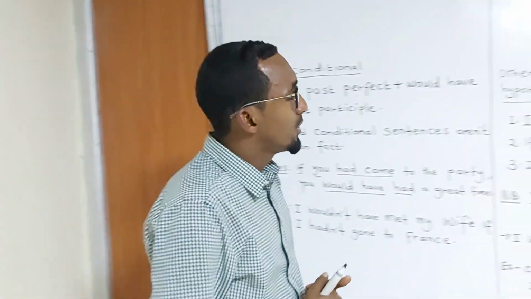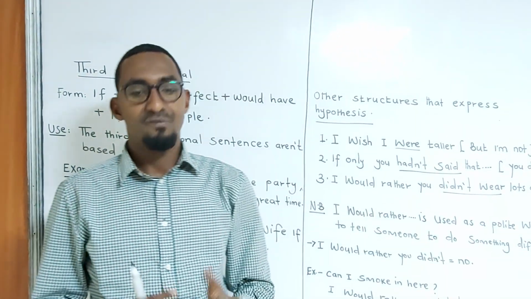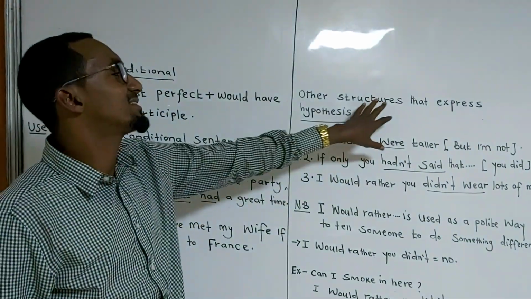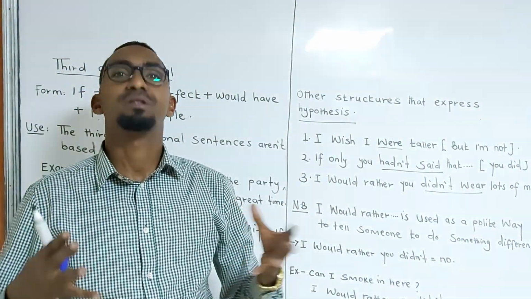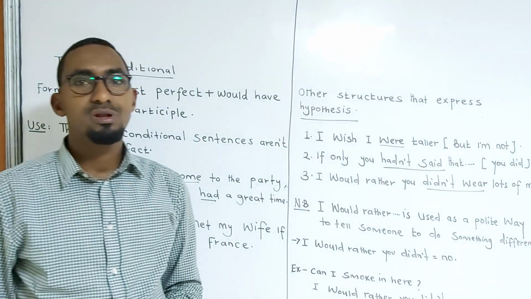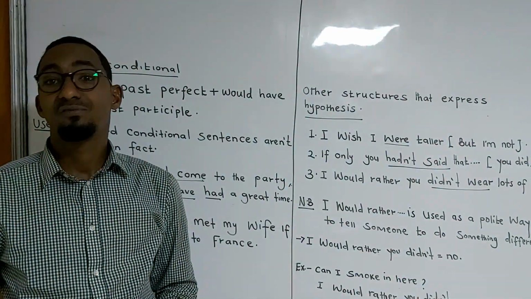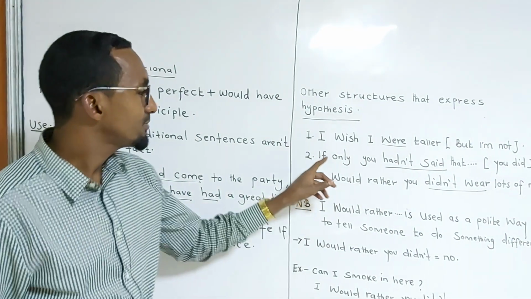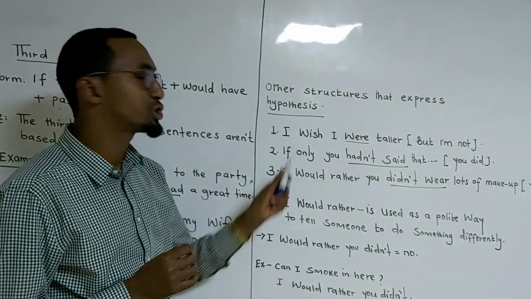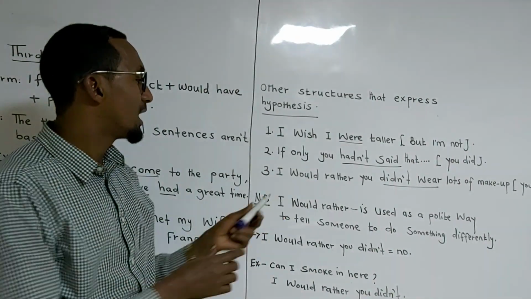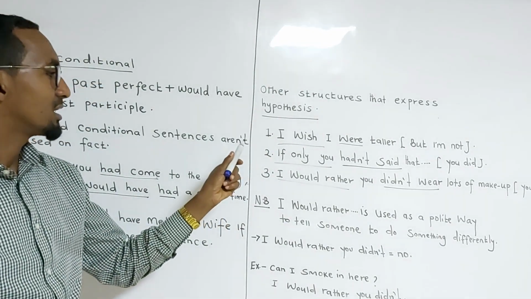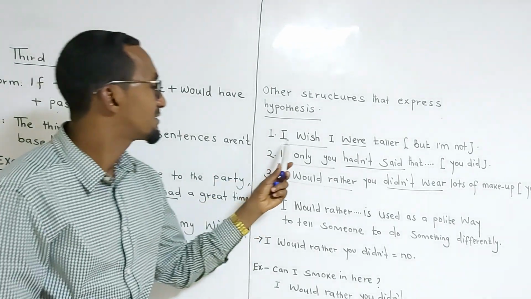Now, after learning the first conditional, the second conditional, and the third conditional, we have other structures that express hypothesis. Hypothesis is information that we already know, but we don't know whether it's a fact or not. When you want to express hypothesis, we have quite a number of words like I wish, if only, and I would rather. These are the words that are commonly used. Let's look at them one by one.